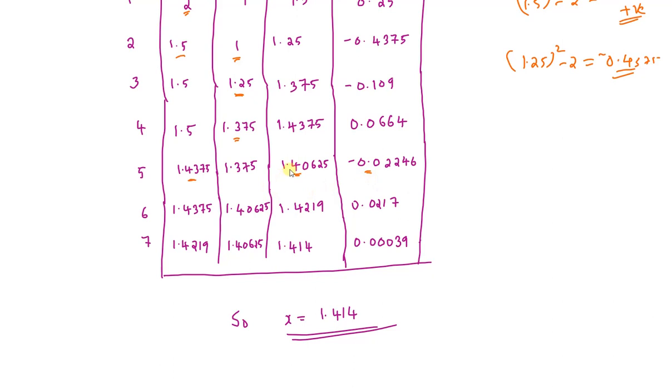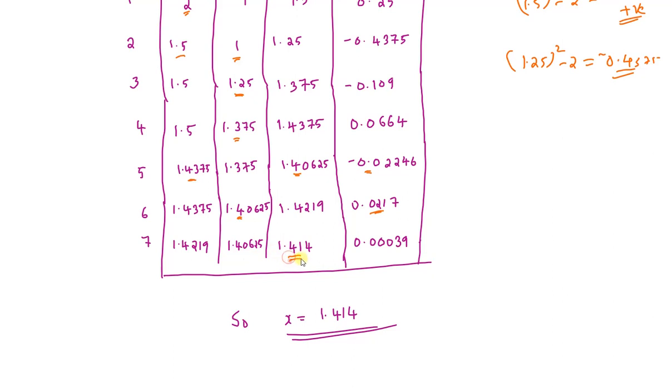What do you have to do? You have to replace the lower limit b with this value. The upper limit is kept as it is. 1.4375 and 1.40625, the average value is 1.4219. So you got a positive value. Then you have to replace the upper limit with this 1.4219 because you got a positive value. Then the lower limit is kept as it is.